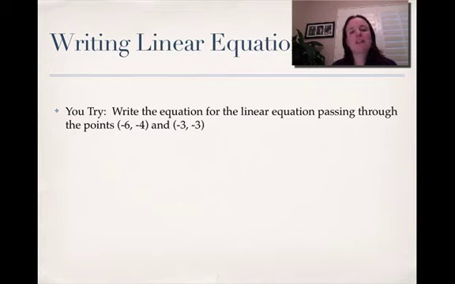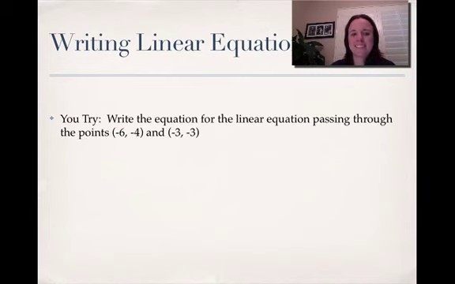All right. You guys get a chance. So you need to write the equation for the linear equation that passes through the points negative 6, negative 4 and negative 3, negative 3. Remember, that first step is you want to solve for the slope. Second step, you solve for your y-intercept.